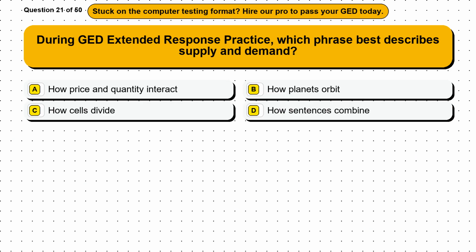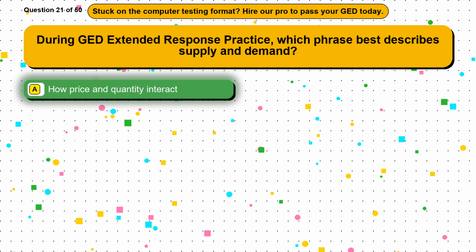Question 21. During GED Extended Response Practice, which phrase best describes supply and demand? Option A. How price and quantity interact. Option B. How planets orbit. Option C. How cells divide. Option D. How sentences combine. The correct answer is option A.